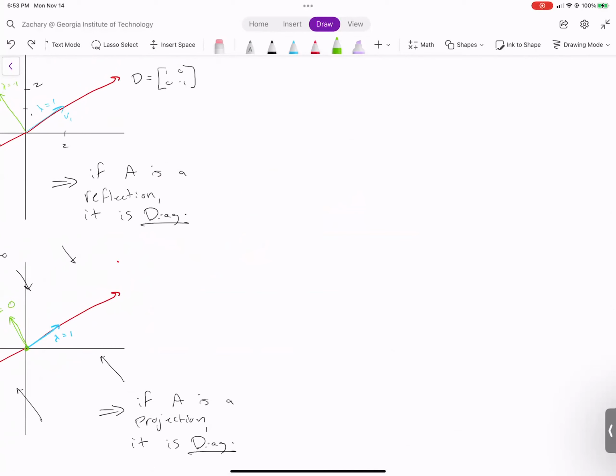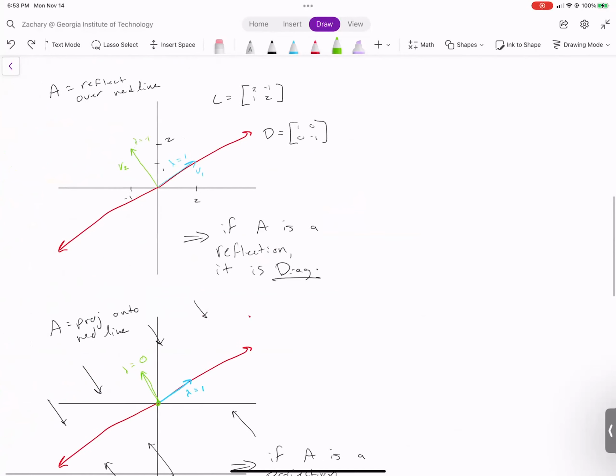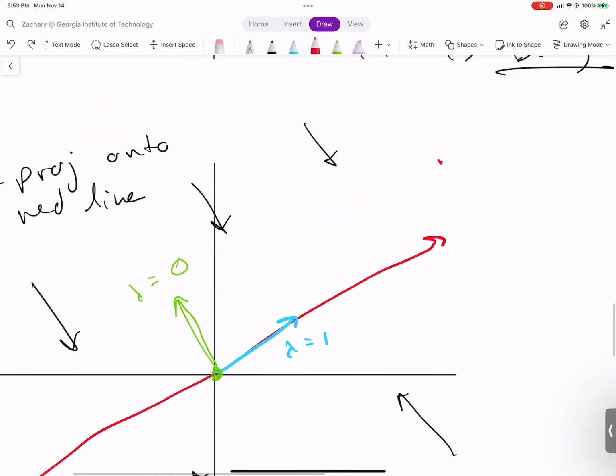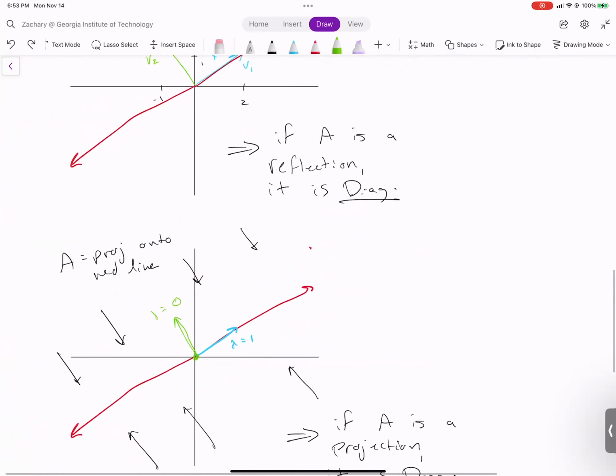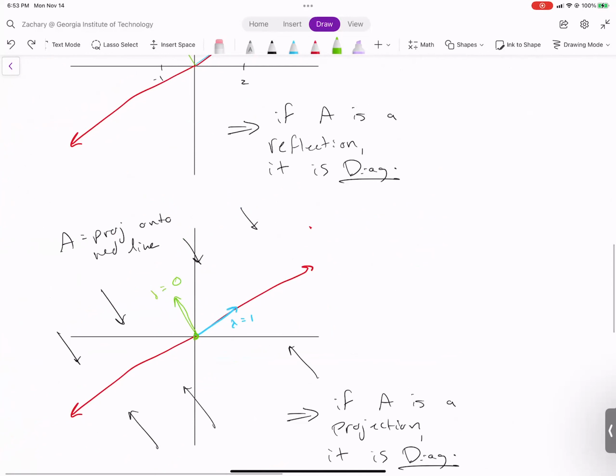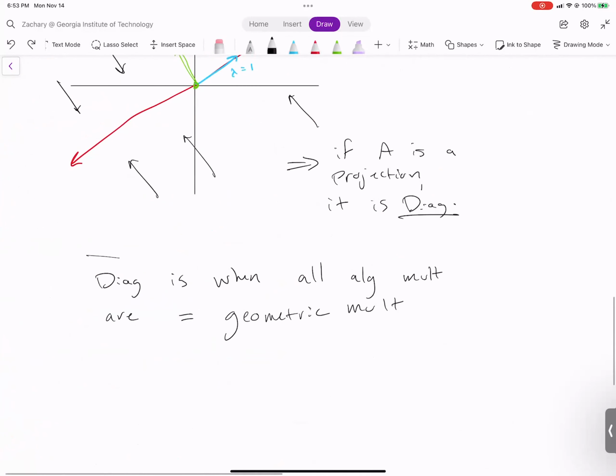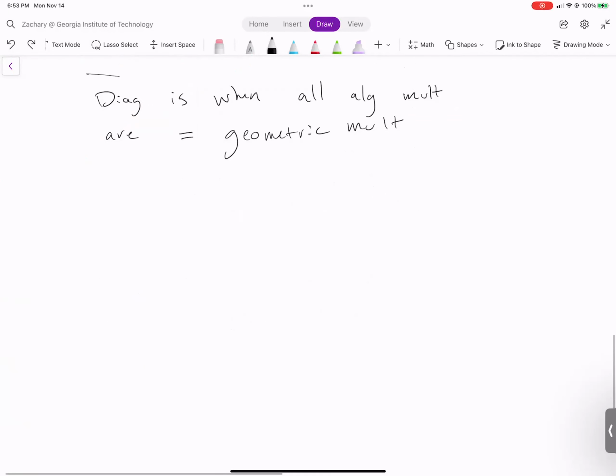Yeah, sorry. What is the second eigenvector for the projection? Oh, it's actually the same thing. So these are actually the same eigenvectors for both of them, just different eigenvalues, okay? That's the only difference between a reflection and a projection, okay? And rotations are also always diagonalizable, but we'll talk about that when we get to complex stuff, okay?